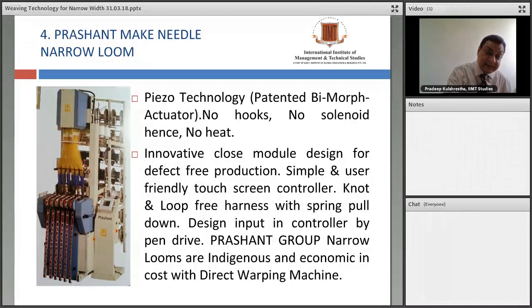Now, this jacquard fabric features jacquard technology, with a number of hooks and a number of hands. There is Australian technology, and we can make innovative designs. This is made by Prashant Gamatex, an Ahmedabad-based company, which is making economical narrow width machines.